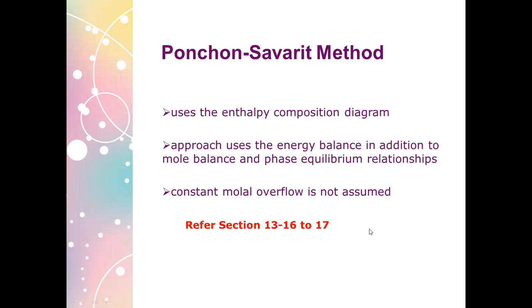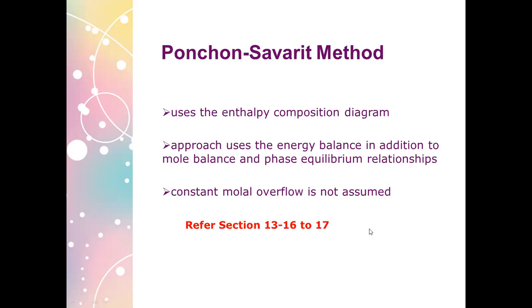What does this mean? Constant molal overflow assumes that the amount of a stream, for example a liquid stream, that enters and leaves a particular stage or tray is the same, or constant. Now, in common sense, how can it be constant when a particular component is already being transferred or turned into vapor? How can the mass of the liquid entering a particular stage and leaving it be the same? In McCabe-Thiele, it is assumed to be constant.